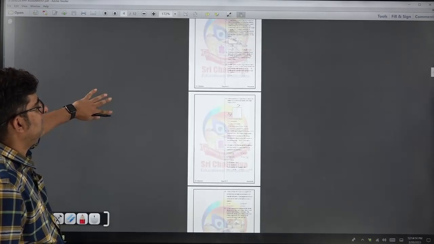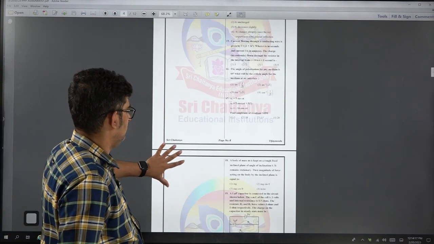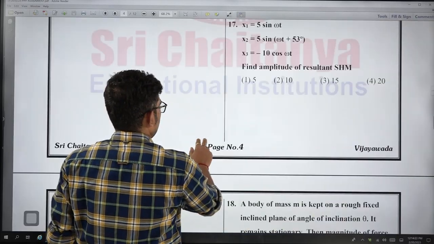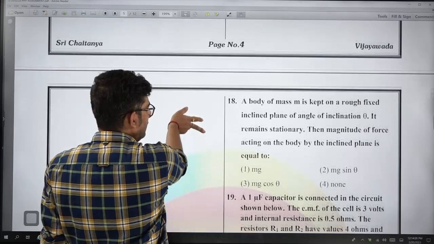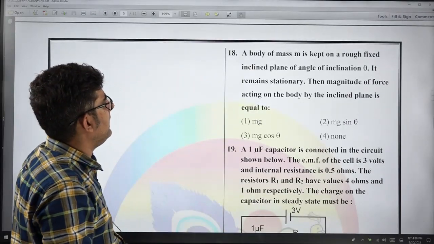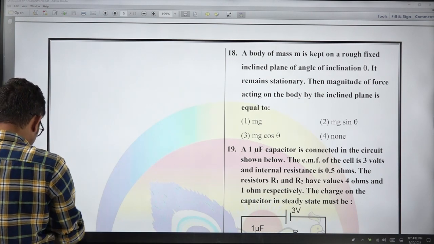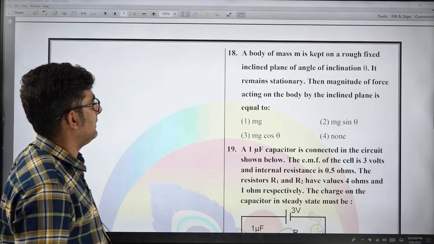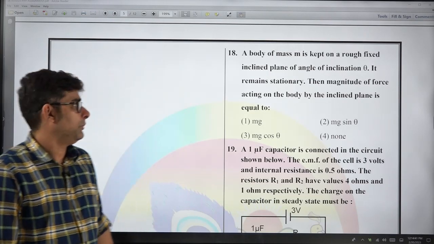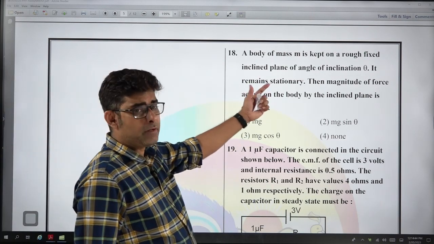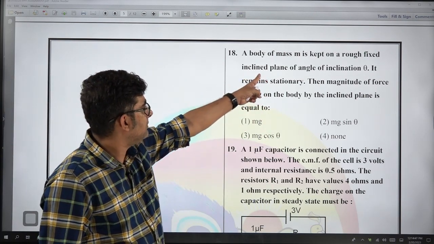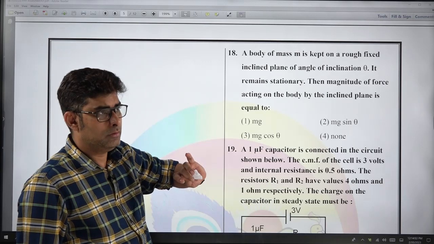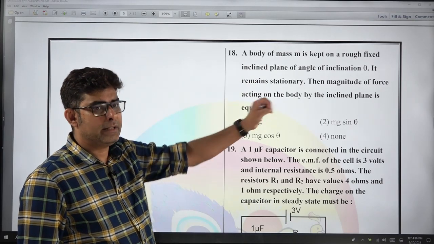Okay, now we have the next, 18th question. What is the 18th question saying? A body of mass m is kept on a rough inclined plane. As we hear the word rough, we consider the question to be very tough, but it's not so. Why? Because rough is not always tough. See how the body is kept on the inclined plane, but it is stationary. Stationary means net force is 0. Magnitude of force acting on the body by the inclined plane.